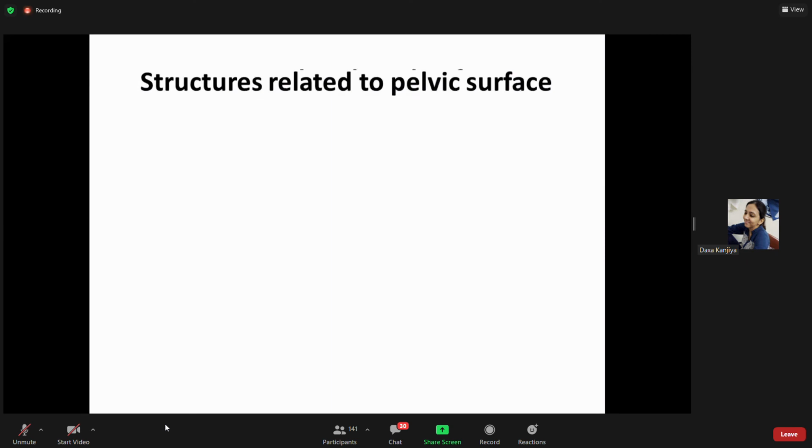Now, important structures related to the pelvic surface of the sacrum or the ventral surface of the sacrum. In the midline, it is related with the median sacral vessels. These are the branch of abdominal aorta.